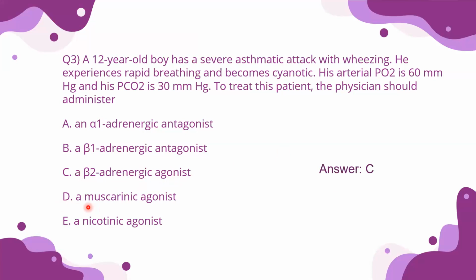And it's not D, muscarinic or nicotinic agonist, because these are neurotransmitters of the parasympathetic nervous system. If you were to activate the parasympathetic nervous system here, it would cause further bronchoconstriction. We don't want that, because due to this patient's asthma, he already has bronchoconstriction. So you want to do bronchodilation.